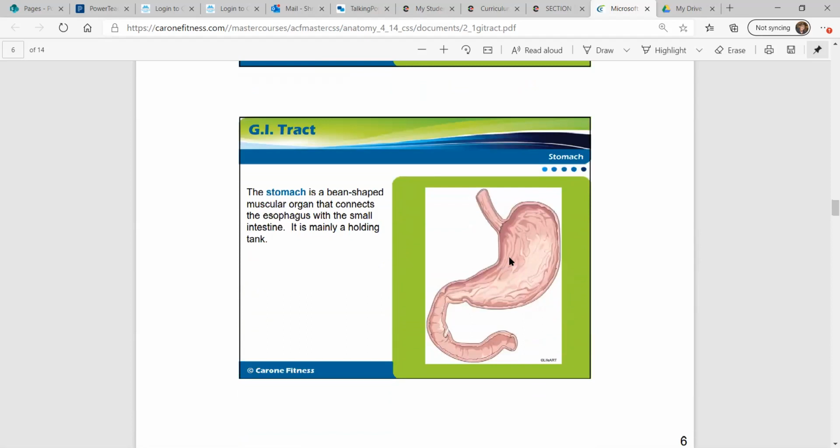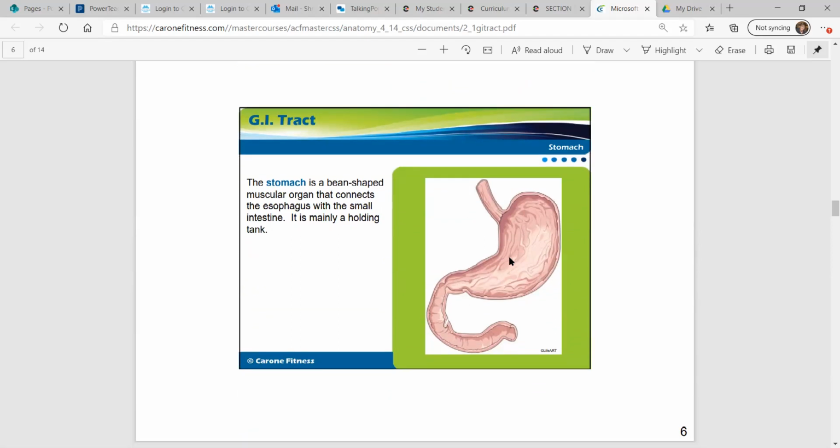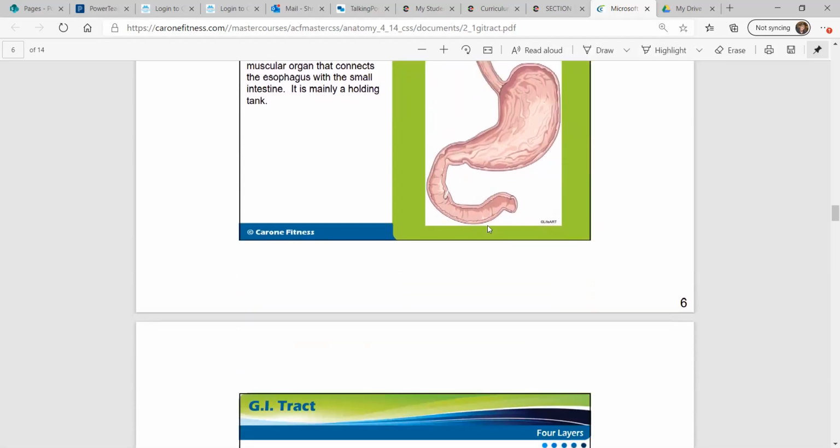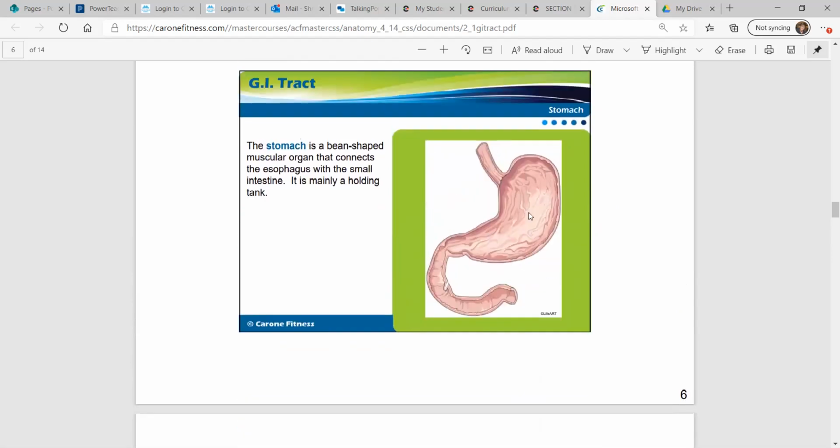And your stomach is a bean-shaped muscular organ that connects the esophagus with the small intestine. It's mainly a holding tank. So the stuff just kind of hangs out here until it's ready to move on. It's like a pit stop for your food.